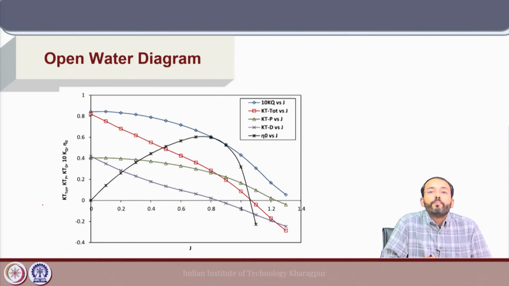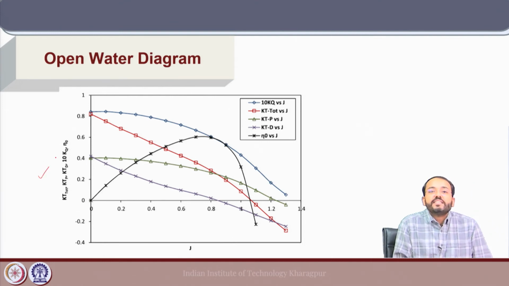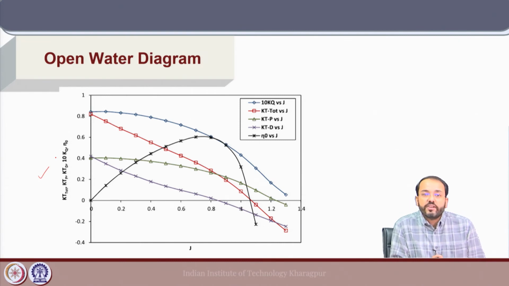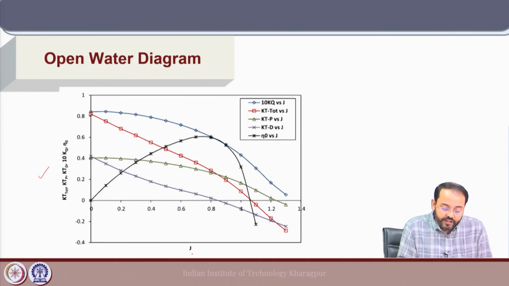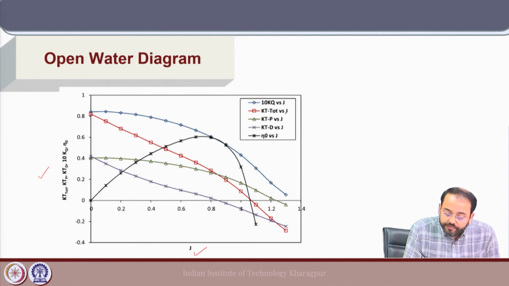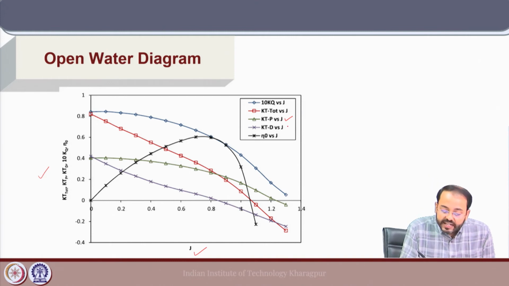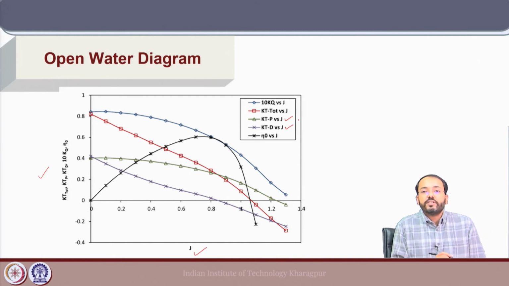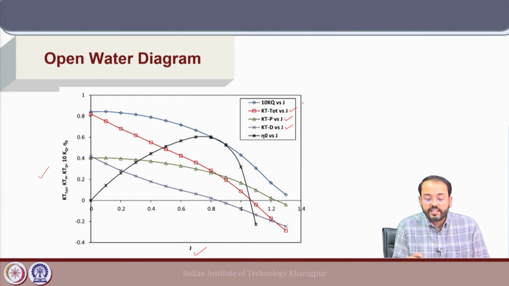Now, let us look into the open water diagram for a ducted propeller system. Here we have the different coefficients, the thrust coefficient from the propeller, duct and the total thrust coefficient, the torque coefficient and eta O, all plotted as a function of the advance coefficient J. So, we have KTP, which is the thrust coefficient from the propeller, KTD, the thrust coefficient for the duct, and KT total or KT, which is the total thrust coefficient.